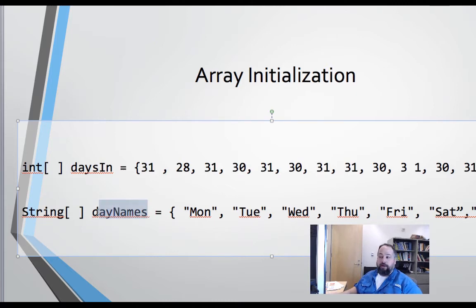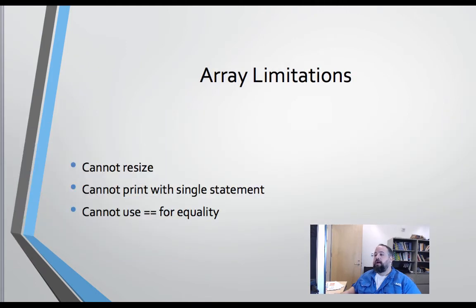This is going to create an array of strings called day names, and it's going to have Monday, Tuesday, Wednesday, and so on, 7 days of the week, right? So instead of having to have 7 lines that put those values in, this way you can do it on 1 line. Again, it just makes things a little easier.